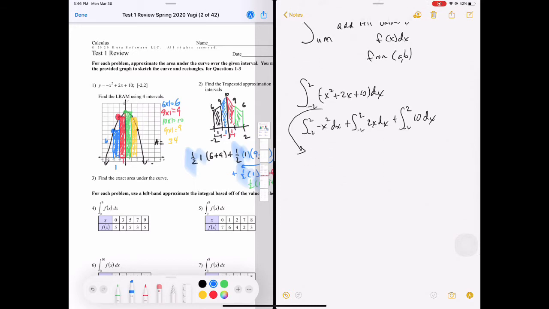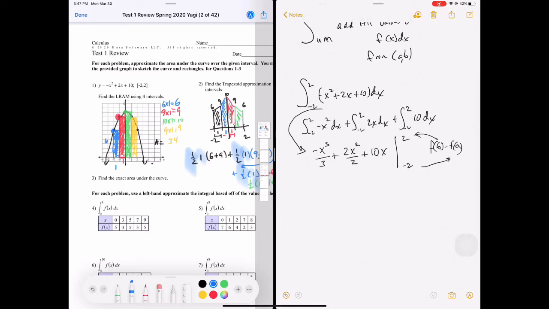The integral of x squared is negative x to the n plus 1 over n plus 1. Of 2x is 2x squared over 2 plus 10x. We're going to use this bar here to talk about a definite integral. We're going to plug these values in. We always go f of b minus f of a, f of b, meaning this is b on top, minus f of a, always in this order.